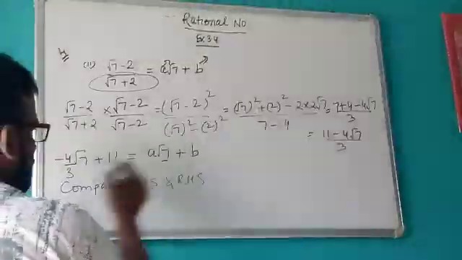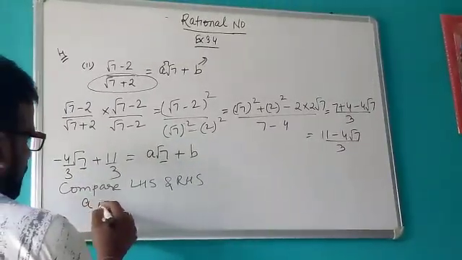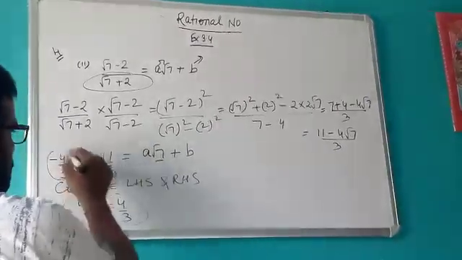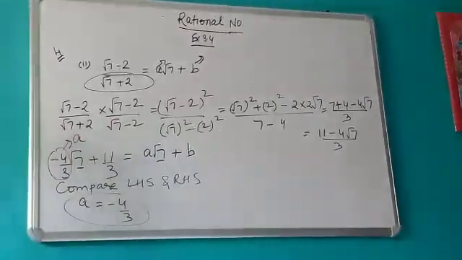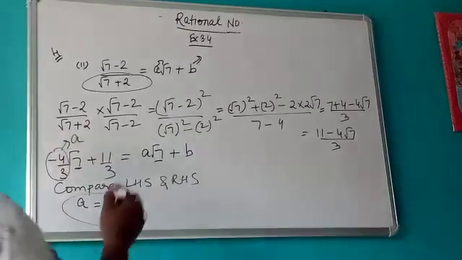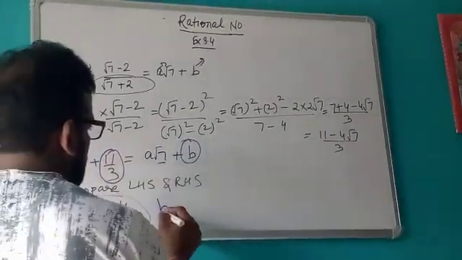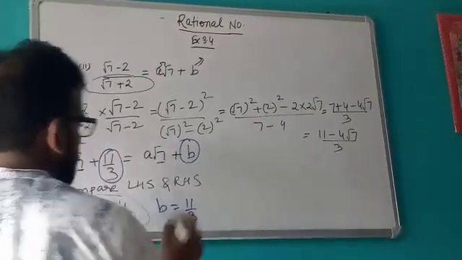This is root 7 and this is root 7. So you will get a equals minus 4 upon 3. That will be your a, with this root 7. And this is your b. So b is equal to 11 upon 3.